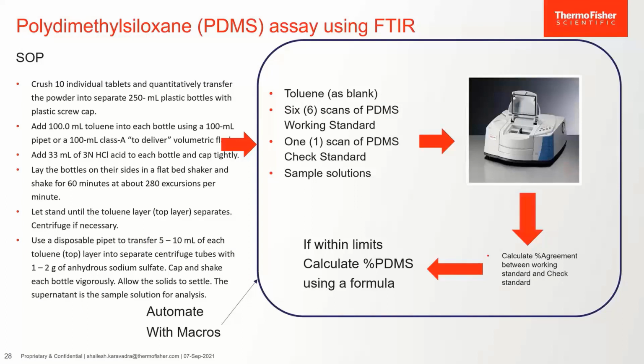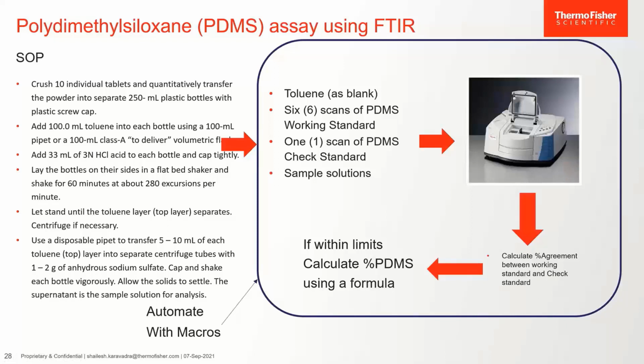PDMS assay using FTIR involves an SOP. As you can see here, the steps that the SOP has are quite lengthy. This covers sample preparation, analysis, and calculations. So this is the sample preparation, then how the analysis is to be done, and then how the calculations have to be done.